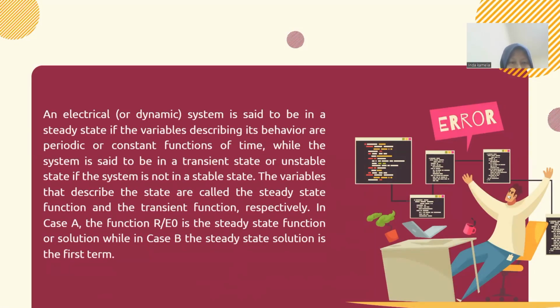An electrical system is said to be in a steady state if the variables describing its behavior are periodic or constant functions of time, while the system is said to be in a transient state, or unstable state, if the system is not in a steady state. The variables that describe the state are called the steady-state function and the transient function, respectively. In case a, the function E0 over R is the steady-state function or solution, while in case b, the steady-state solution is the first term.